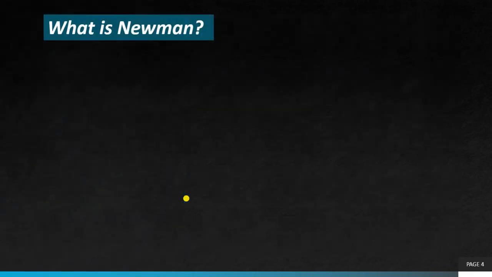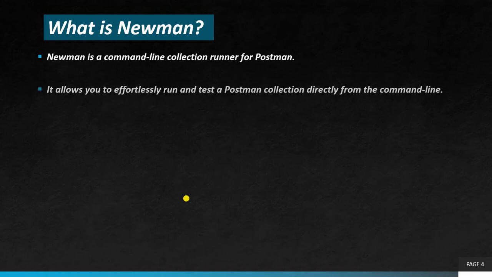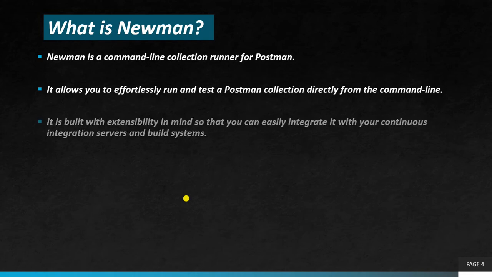Before watching the demo of Newman installation and how it works, let's see what Newman is. Newman is a command line collection runner for Postman. It allows you to effortlessly run and test a Postman collection directly from the command line. It is built with extensibility in mind so that you can easily integrate it with your continuous integration server and build system. Before installing Newman, you need to check whether Node.js is installed in your system or not.